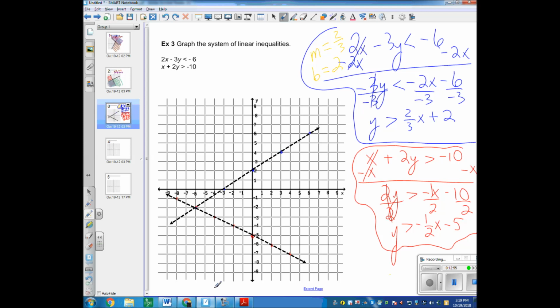Before you connect, you have to check. It's going to be a dashed line, because of the inequality symbol we have. We have an inequality symbol without the line underneath it, the solid line, so that tells us it's dashed.